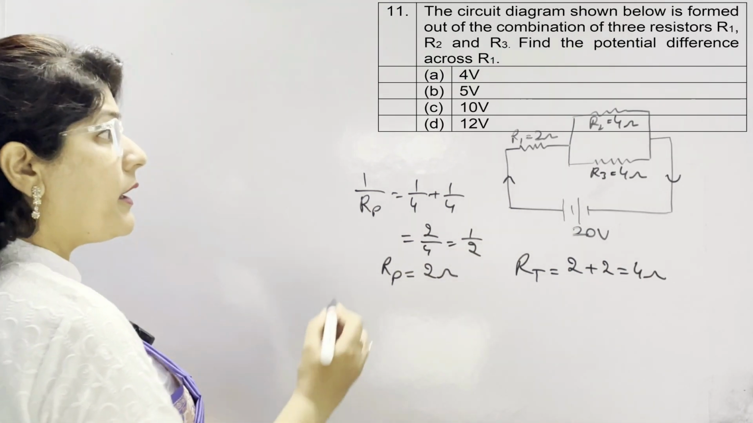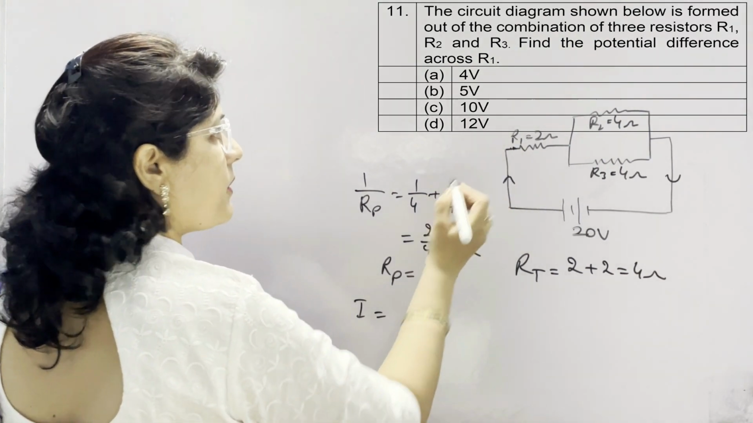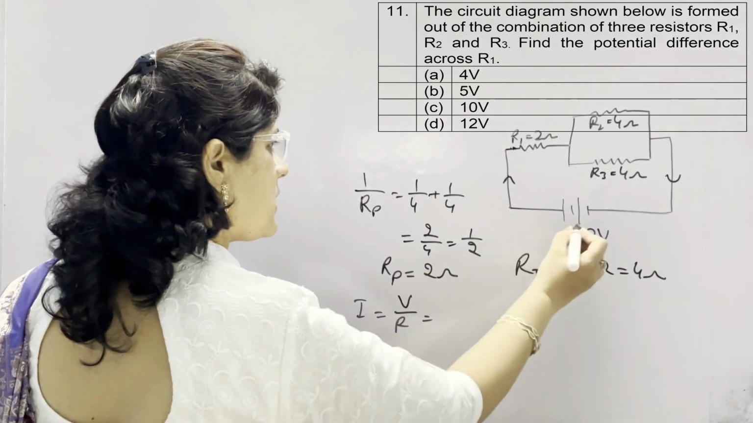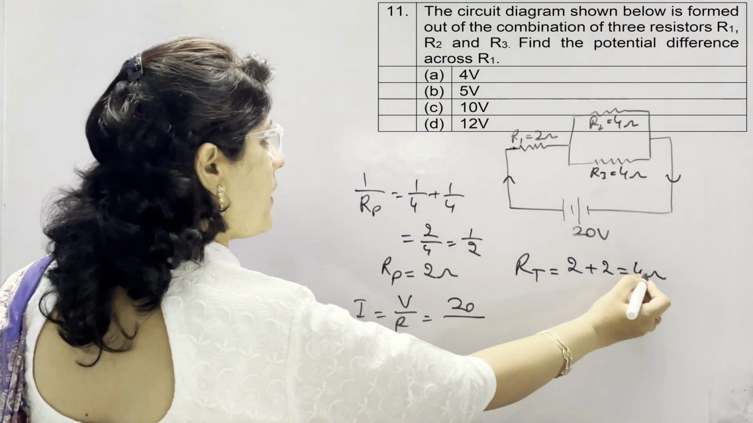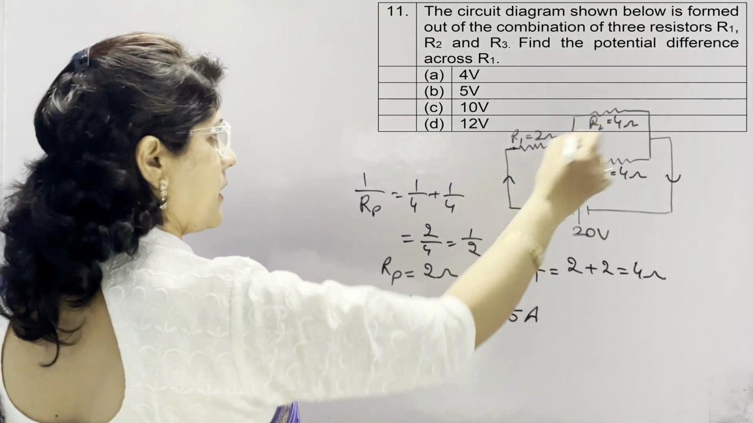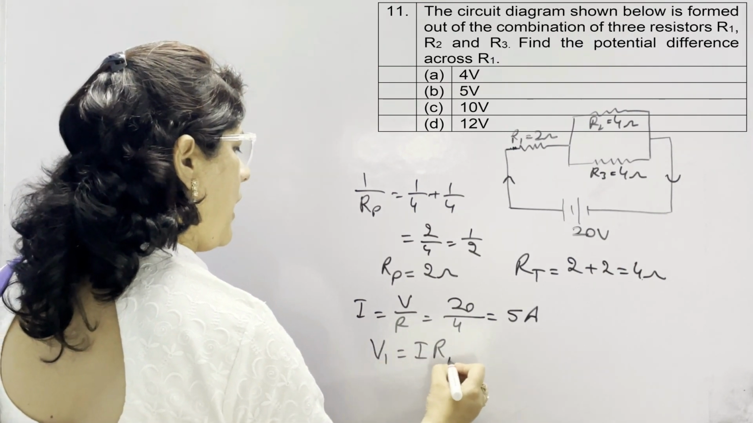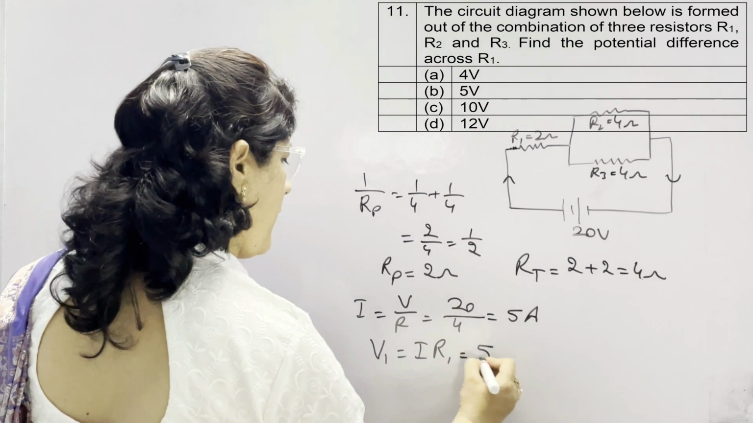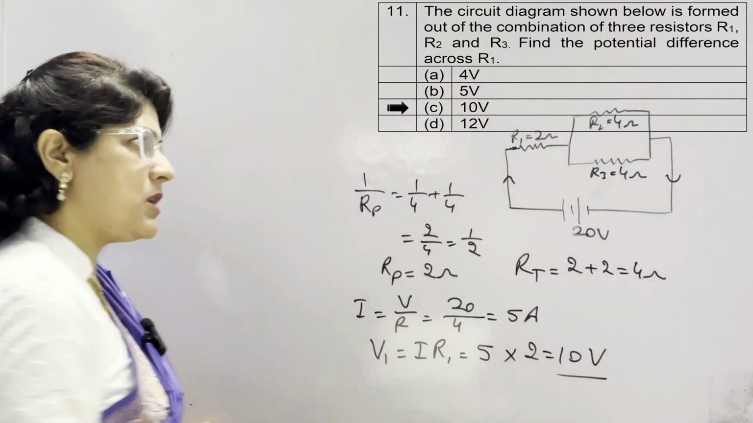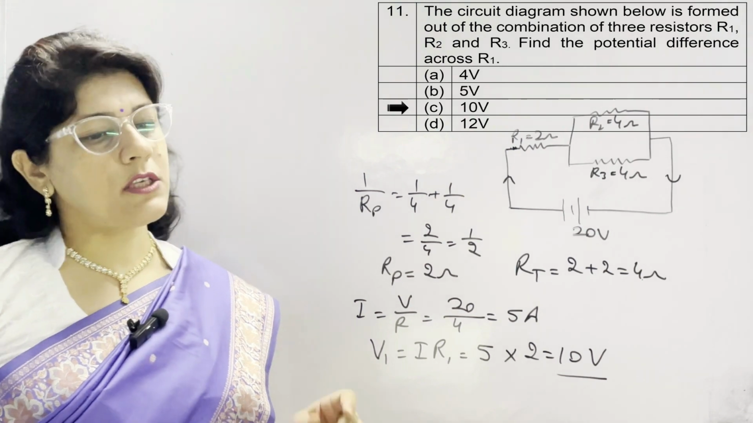Now we need to calculate the current here, because to calculate the potential difference across R1, we need the current, which is the same since it is connected in series. I is equal to V upon R. The value of V is given as 20 volt and R we have calculated as 4. So 5 ampere is the current in the circuit and in this resistor also. So potential difference V1 is equal to I R1, which is 5 into 2. So 10 volt is the potential difference across this R1 resistor. The options are 4 volt, 5 volt, 10 volt and 12 volt, and option C, which is 10 volt, is the correct one.